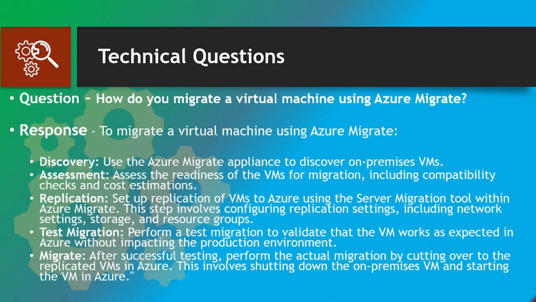After that, migrate. After successful testing, perform the actual migration by cutting over the replicated VMs in Azure. This involves shutting down the on-premises VM and starting the VM in Azure. In this particular phase, there could be a possible downtime wherein the on-premises machine will be shut down and the delta replication will happen, and it will provision and start the machine in the cloud. So there could be a potential downtime which we have to inform the stakeholders.